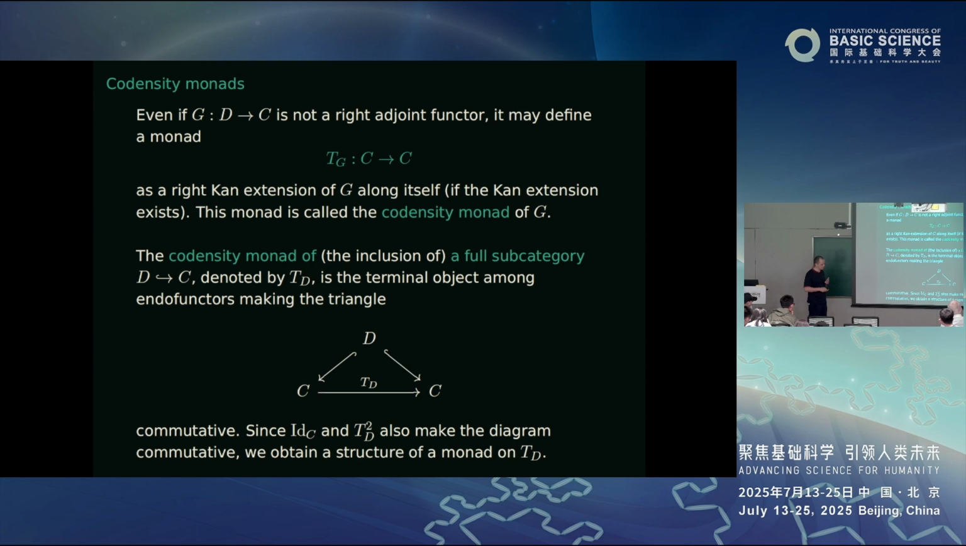So since this T_D is terminal, you can say, okay, I have a natural transformation from the identity functor to T_D. And another example: if T_D satisfies this property, then its square also satisfies this property. It also gives you a commutative triangle here. So you also have a natural transformation from the square to T itself. And these two maps together give you the structure of a monad. So initially this T_D is defined as a functor, but using the universal property, we can also equip this functor with the structure of a monad. And this is called the codensity monad of a full subcategory.